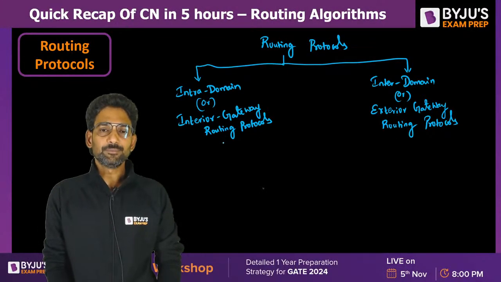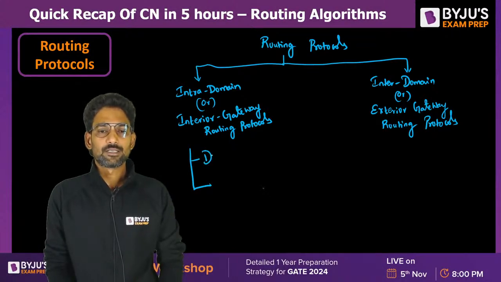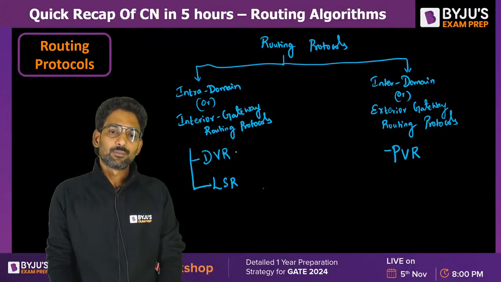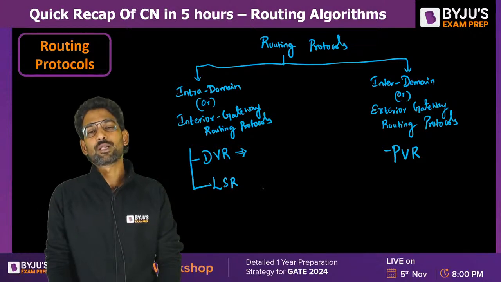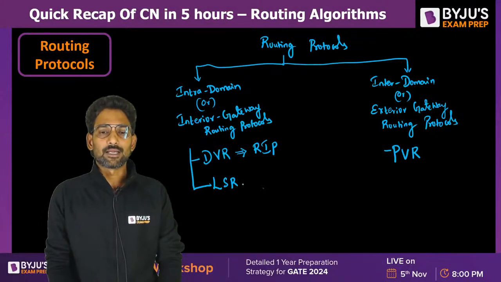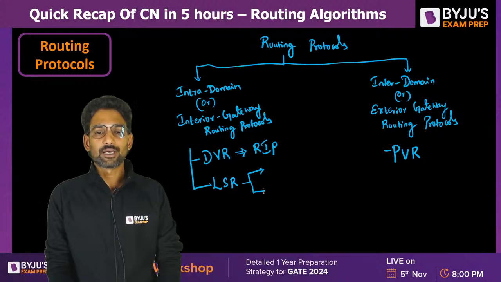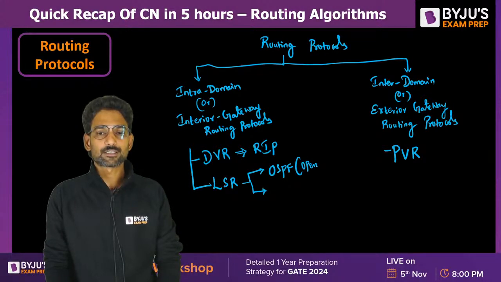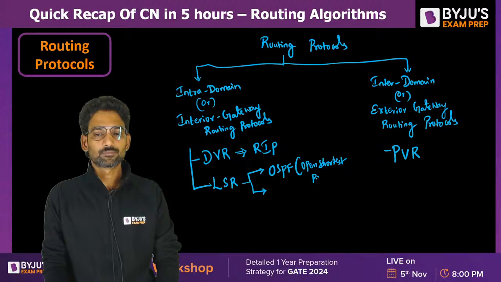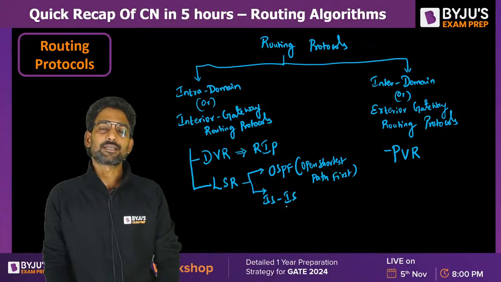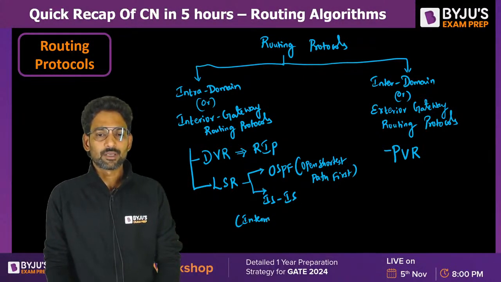For intra-domain routing, we have these two algorithms: distance vector routing and link state routing. But for inter-domain, we have the path vector routing algorithm, guys. Based on the DVR algorithm, we have the protocol called Routing Information Protocol. And based on LSR, we have protocols like OSPF, Open Shortest Path First, and the IS-IS protocol, intermediate system.